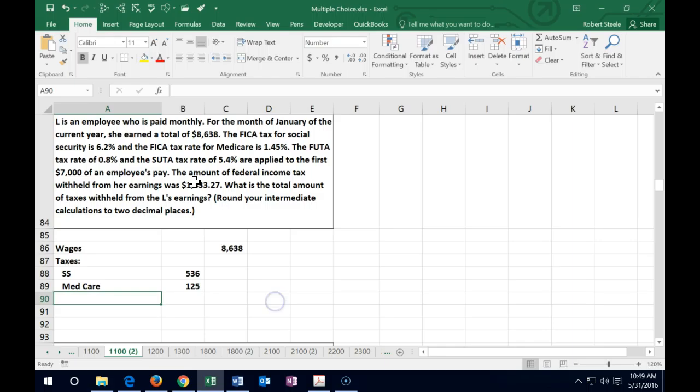So we're going to have the amount of federal, then we have federal income tax, the FIT. Now, this is the federal income tax, of course, that the employees pay, not the federal income tax that we pay on our wages as a corporation.